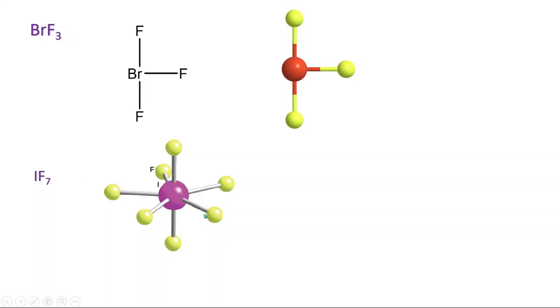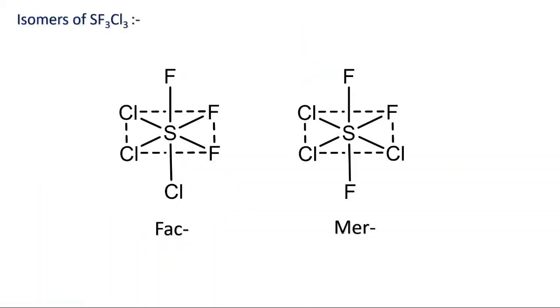So the structure is pentagonal bipyramidal. IF7 means we have 7 fluorine atoms. 5 fluorines are equatorial and 2 are axial. So these 2 will give one signal, and these 5 will give a different signal. So we will get 2 signals, and the 2 fluorines will give a sextet, and the 5 fluorines will give a triplet.